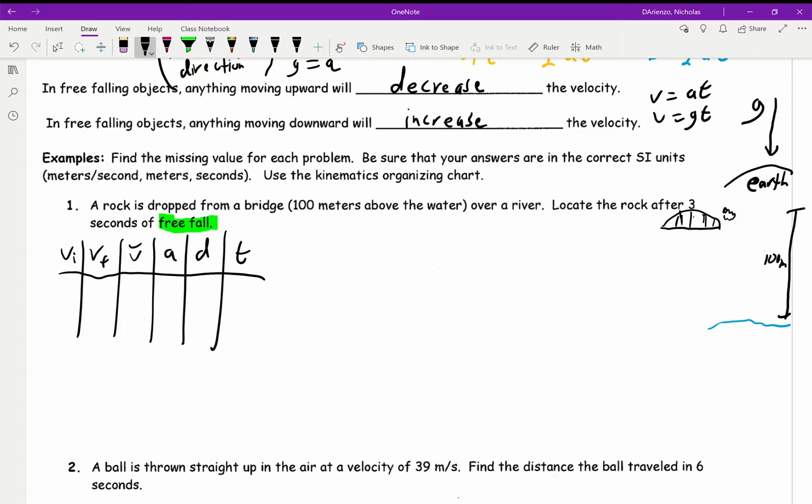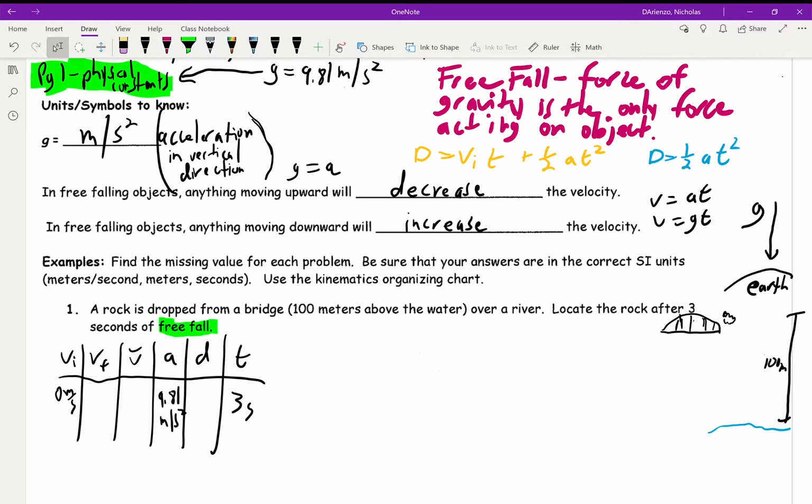So draw sketches to try and see where things might be moving to get a better understanding of what the question is asking. Make sure you are defining everything that you have. So we know that the time of free fall is 3 seconds. We know acceleration due to gravity, 9.81 meters per second squared. We know that our initial velocity is 0 meters per second since we're dropping it from the ledge. We don't know final velocity, we don't know average, we don't know the distance.